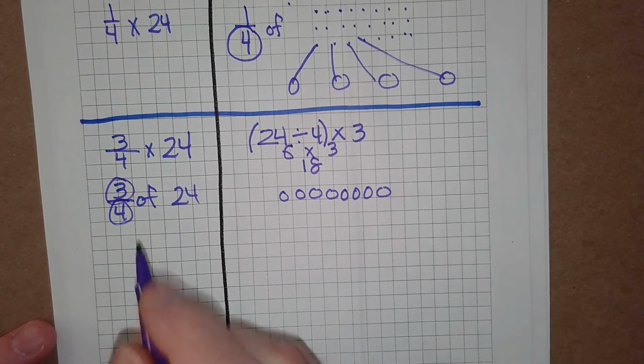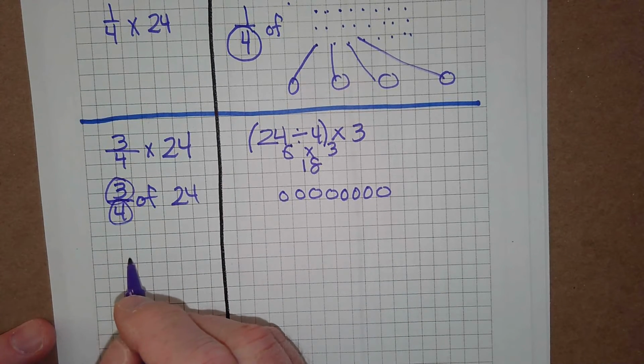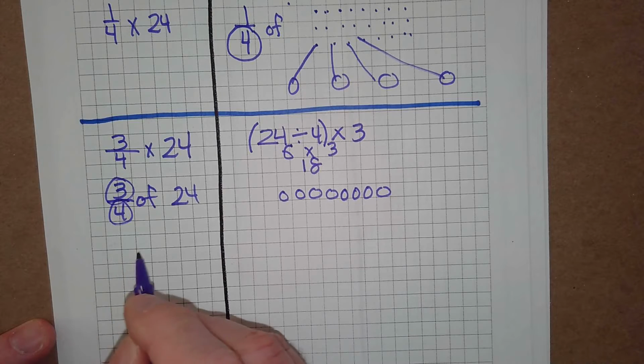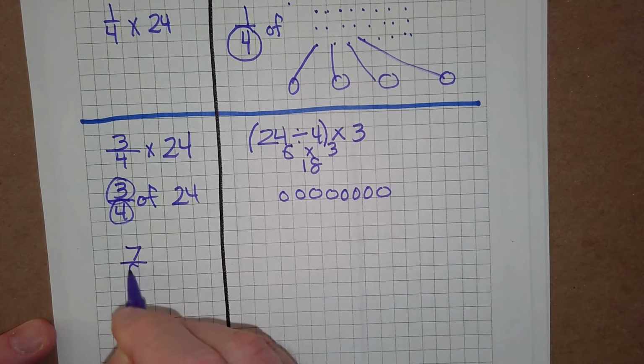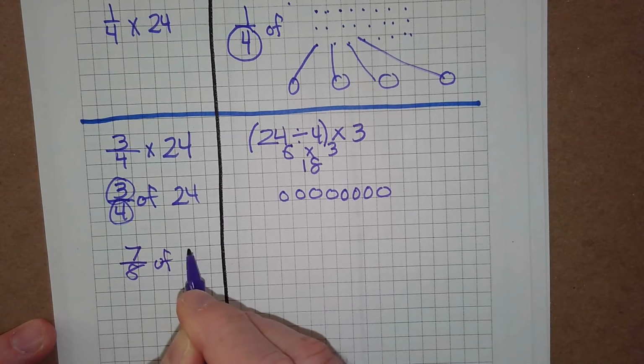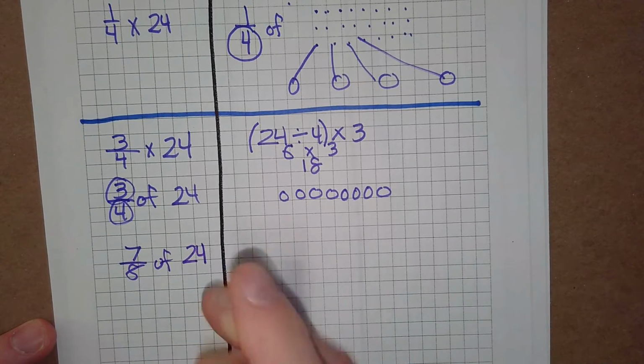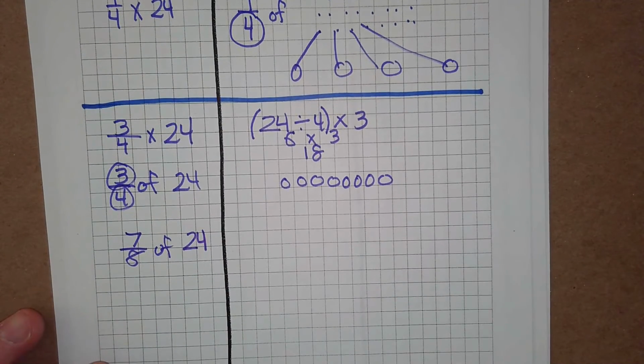Another one, let's try this. Let's see what happens. I don't know if we're ready for this, but we'll try it. 7/8 of 24. Now, will our previous problems help with this? Maybe, maybe not. I don't know. They will? If not, we have our formula. Zach, will our previous problems help us with this?